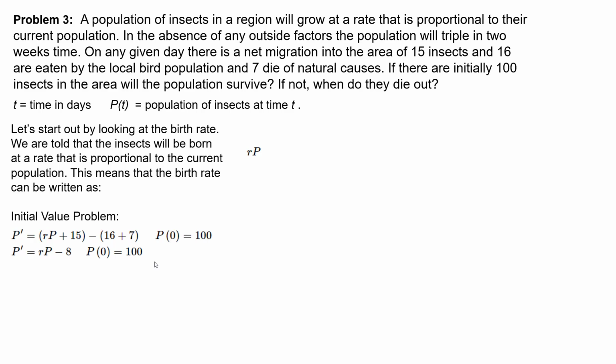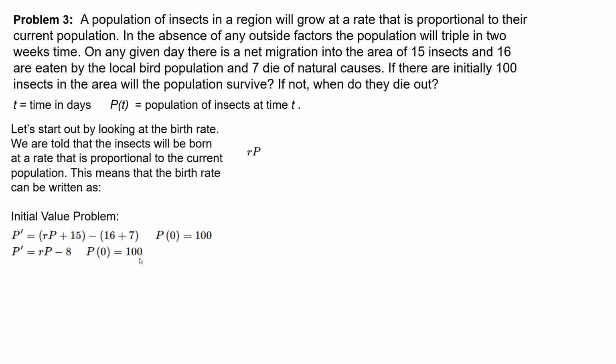And then the initial value problem is not going to be as tricky as in the other problem. So the change in the population equals, first let's address the insects being added. Again, you don't know how many insects there are at any given time, but that's okay. That's what you're trying to find out. So R times P, insects are born, plus 15 migrate, minus 16 are eaten, and 7 die. So you get P prime equals RP minus 8. That looks simple. And then P of 0 is 100.